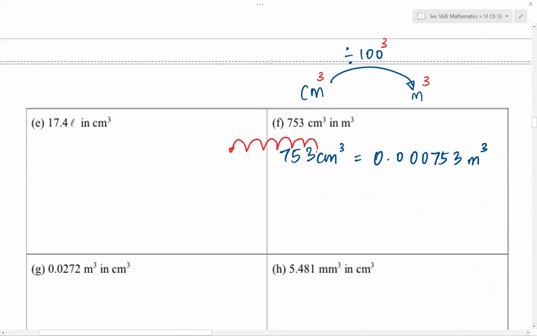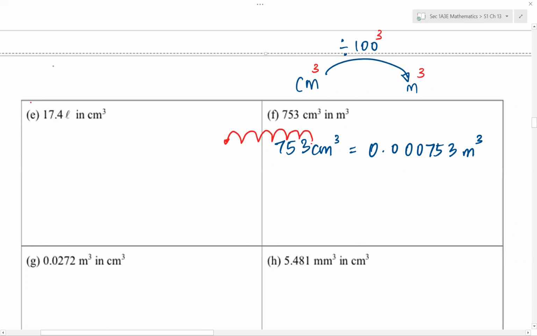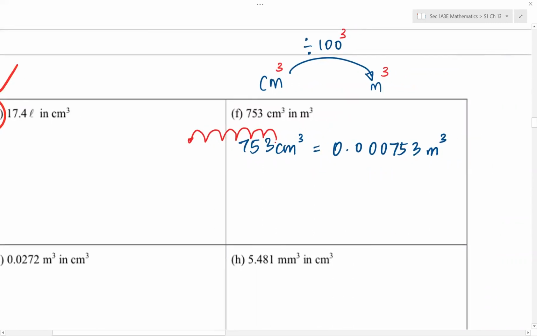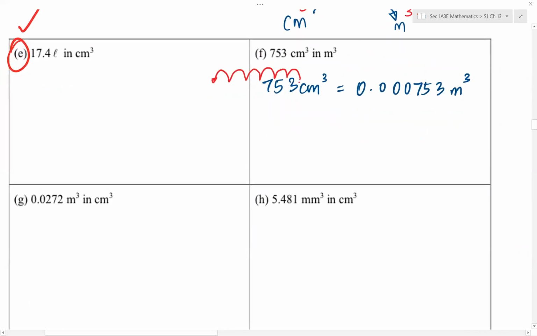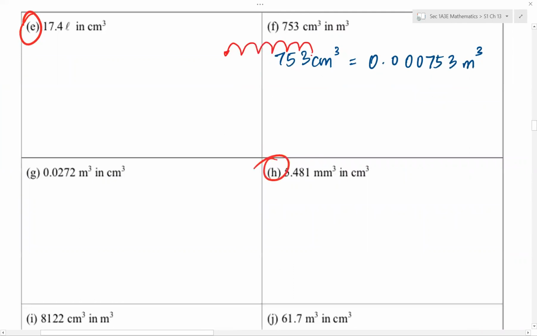Okay, next one. Part E, do yourself. Part F, as shown. Okay, you can copy this down. I'm interested in part H. Okay, part G, do as your homework. Simple. Just times 1 million only. Part H, can you use what you have learned and try and figure out what is the conversion from cubic millimeters to cubic centimeters? Is it times 1 million as well? Is it going to be times 1 million? So think about that and try it now.